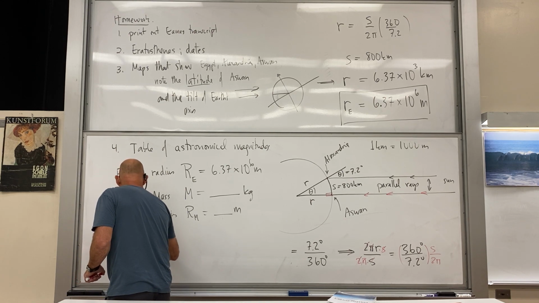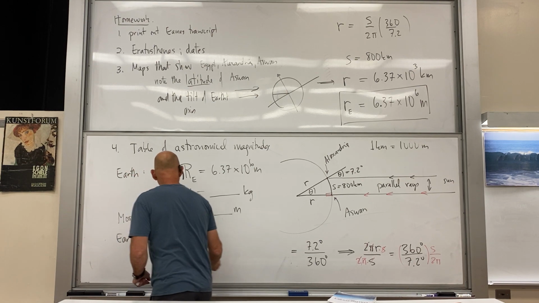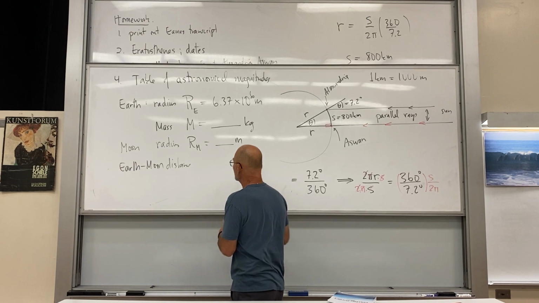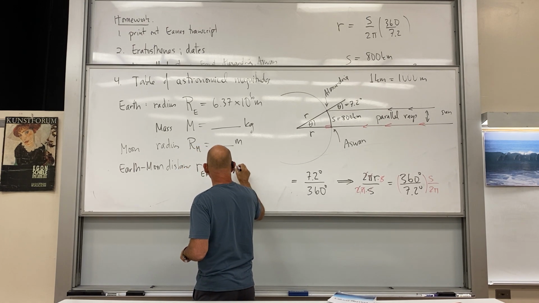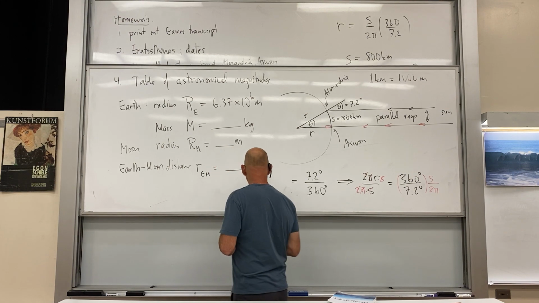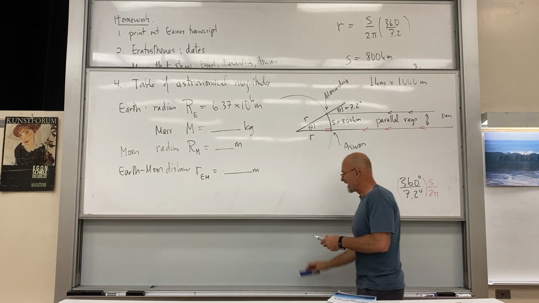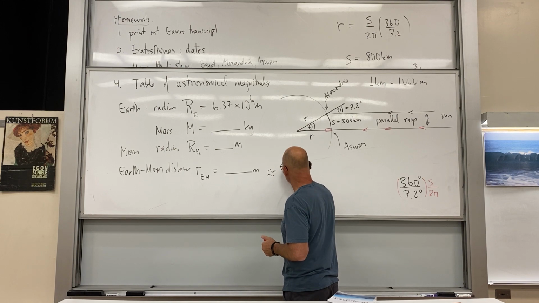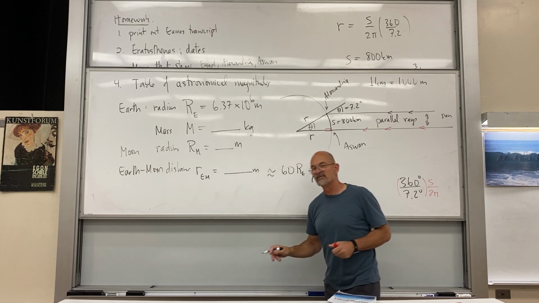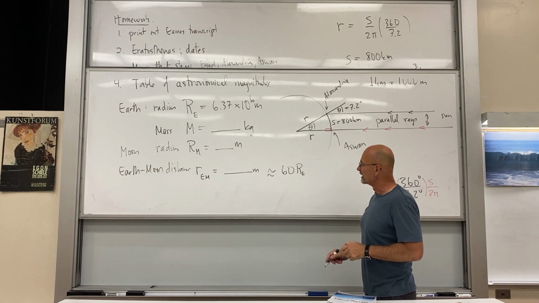We're going to have the Earth to the moon distance, and I'll use lowercase r for distances. Distance from the Earth to the moon, so and so many meters. And I'll put a note there. If you look up the exact number, it turns out that the exact number is a rough approximation of 60 times the radius of Earth. So if you want to visualize the Earth and the moon and their sizes, this is an important thing.